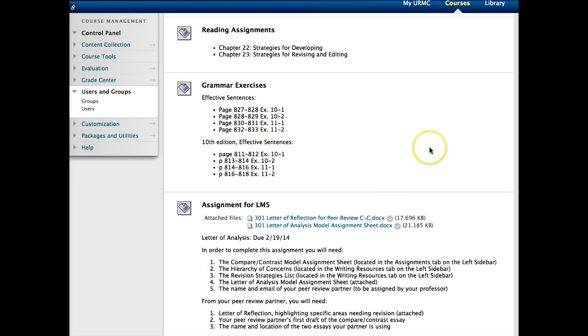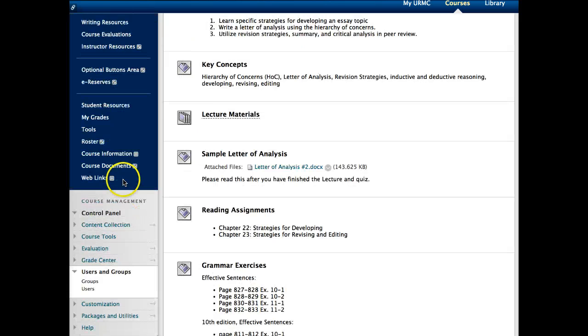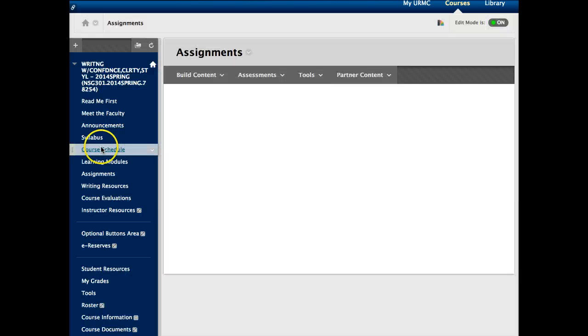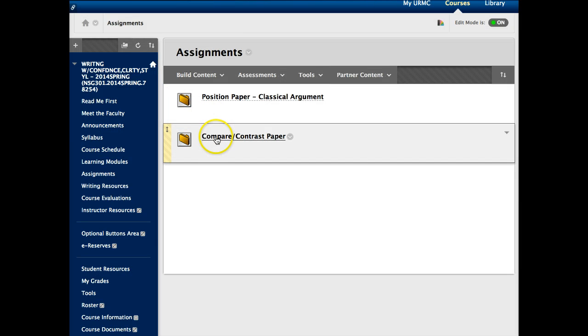The other thing that I wanted to show you is inside Learning Module 5, and at the very bottom you will see the assignment. And down here are all of the things that you're going to need to have ready before you can do your letter of analysis. So I just want to make sure that you know where everything is. The compare contrast model assignment sheet is over here in the assignments tab. So if you click on the assignments tab, you will see the compare contrast information here in this section.